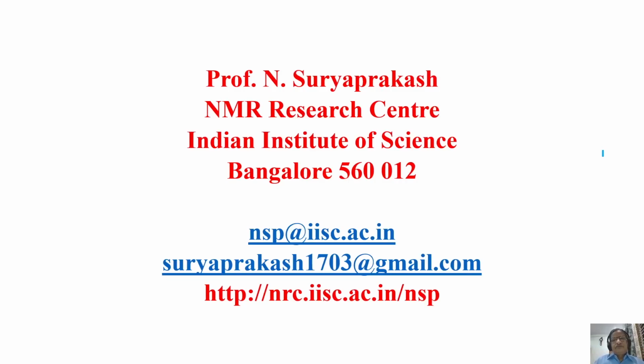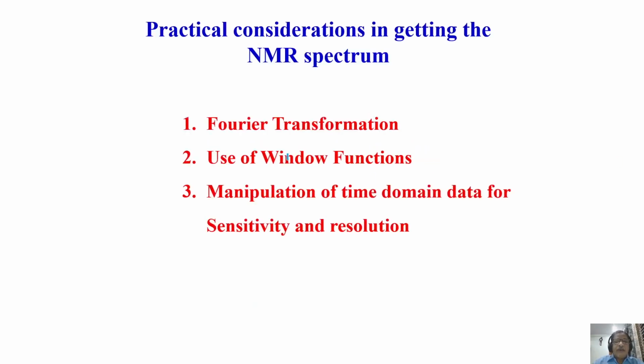Now let us assume you have understood everything and you are now in a position to record the spectrum. You have collected the time domain data and you are in a position to do the Fourier transformation and start processing the data. Of course, I already showed the spectra and said you can do the Fourier transformation and get the spectrum. But we can go a little bit deeper now and see how we can process the data. This is our focus on NMR data processing. There are certain practical considerations in getting the spectrum while processing the data.